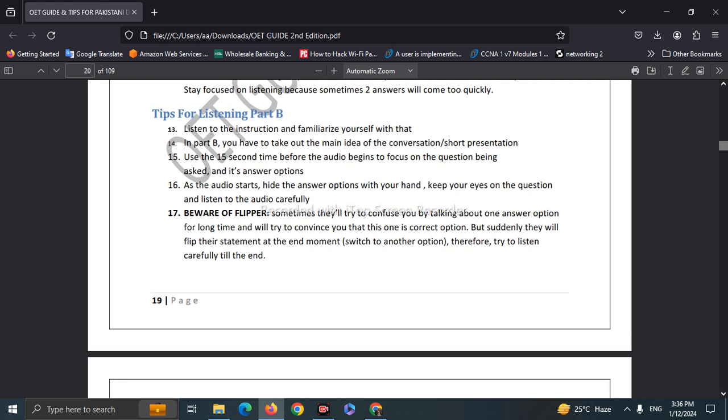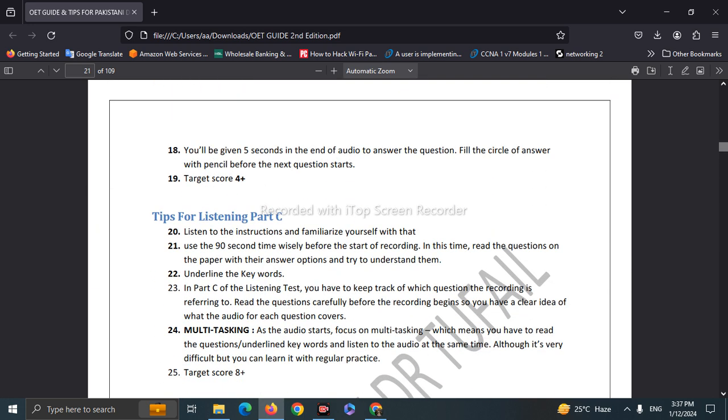Be aware of distractors sometimes. They try to confuse you, talking about one assumption for a long time and seeming to convince you of one option, but suddenly they flip their statement. So it's very important to carefully focus on connectors like but, however, therefore, furthermore. Listen very carefully till the end, and you will get 5 seconds at the end of the audio to answer the question. So you have to circle your answer.